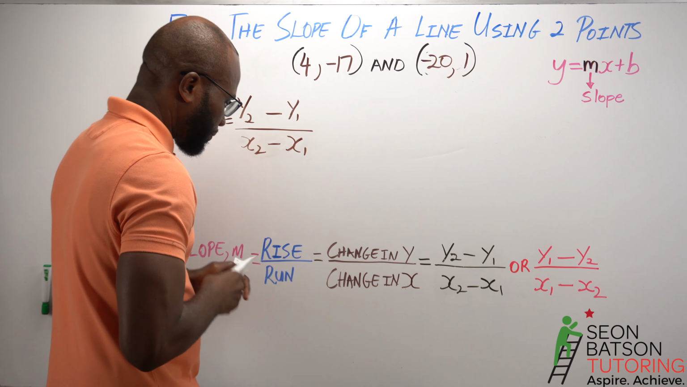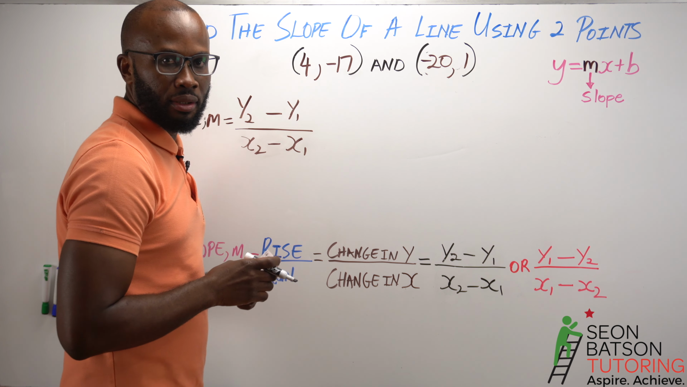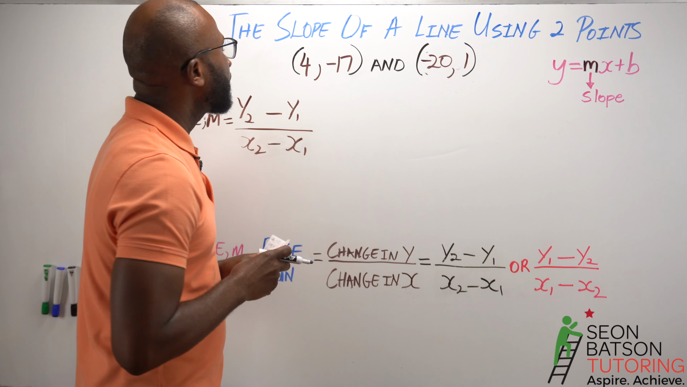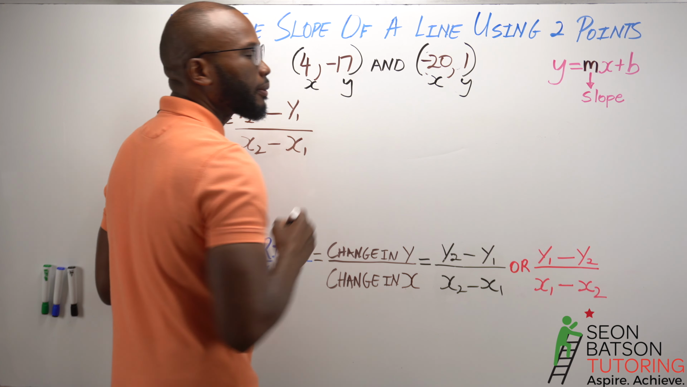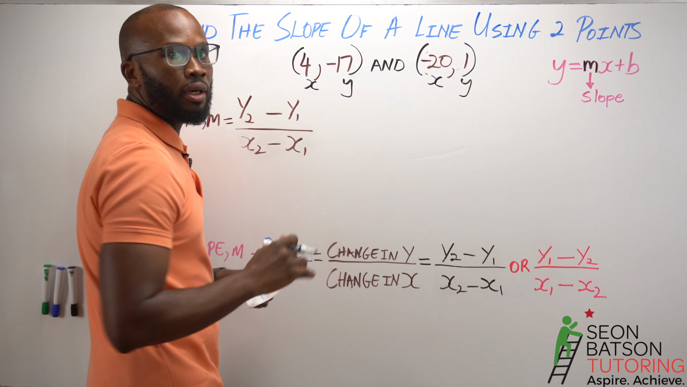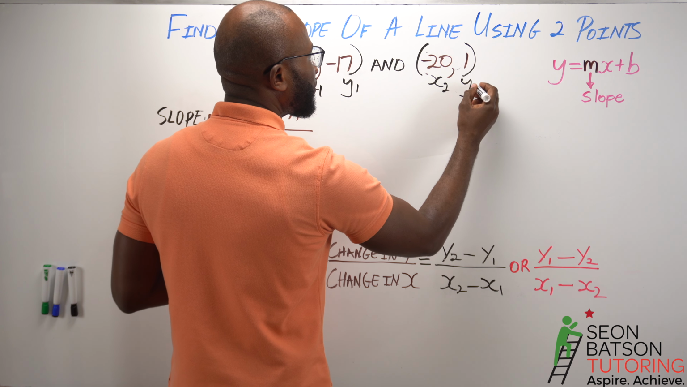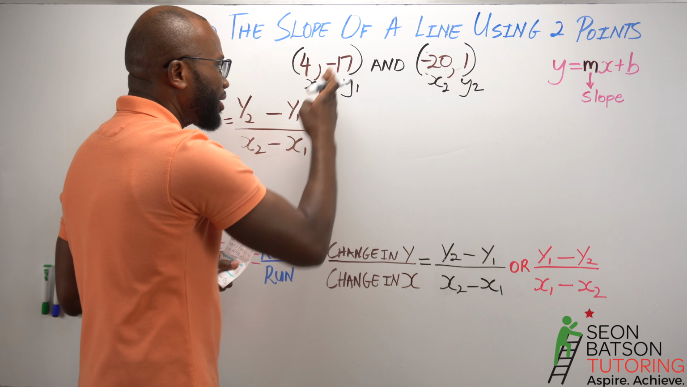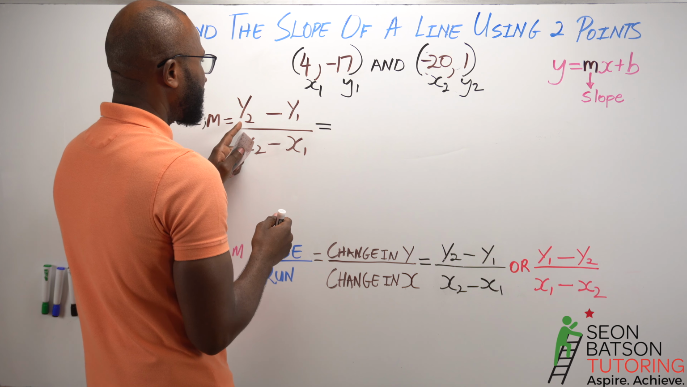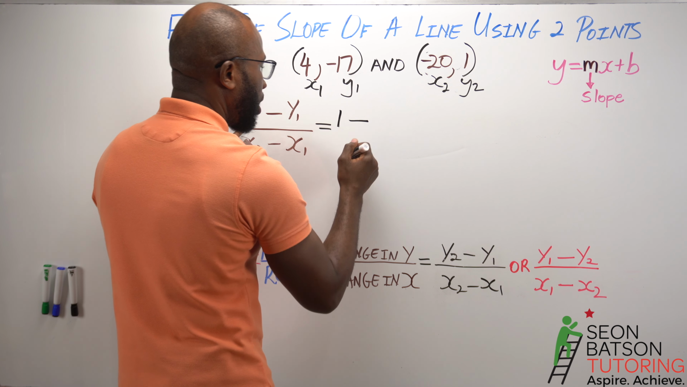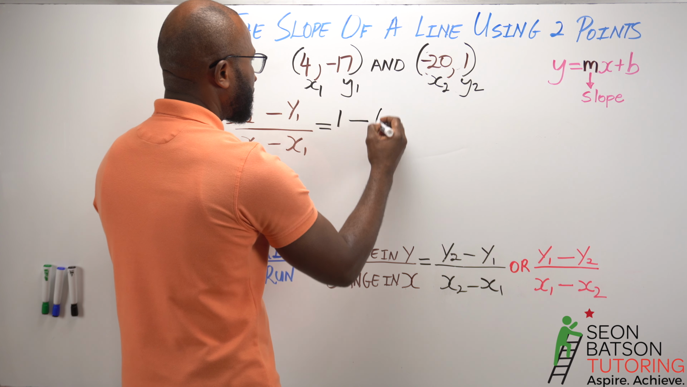All right, so again, the very first thing we want to do here is label our points. Yes, we're going to label the coordinates for each point. Again, each point has an x and a y. The first point will be our 1s, x1, y1. And the second point will be our 2s, x2, y2. Now that we have labeled the coordinates, we can put them into our formula. y2 is 1 minus, always put your minus sign, then put y1. y1 in this example is negative 17.